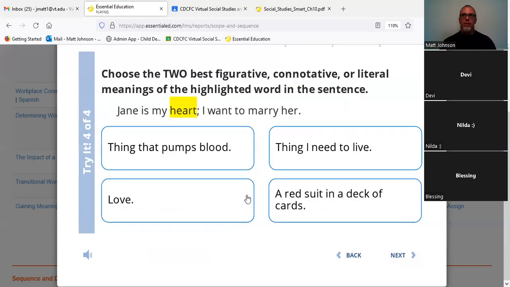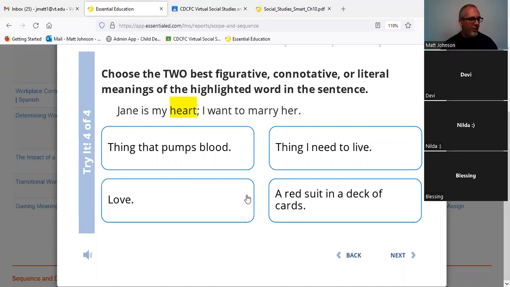Choose the two best figurative, connotative, or literal meanings of the highlighted word in the sentence. So here is a good example. We're talking about really getting into figurative language. If somebody says, "Jane is my heart, I want to marry her," well, it's not their physical heart. Well, it is a thing we need to live and the thing that pumps our blood. In this case, we also know the whole idea behind what a heart symbolizes.